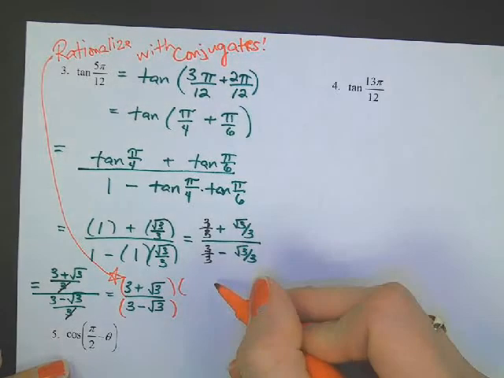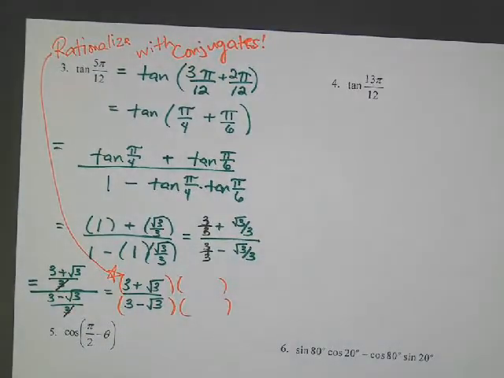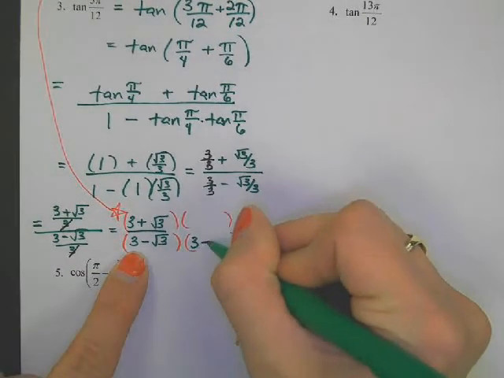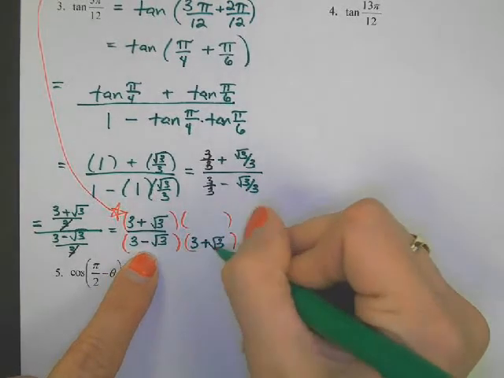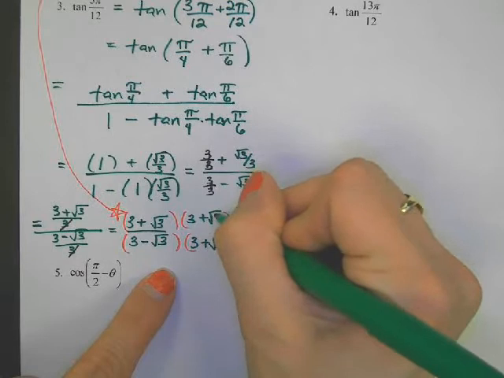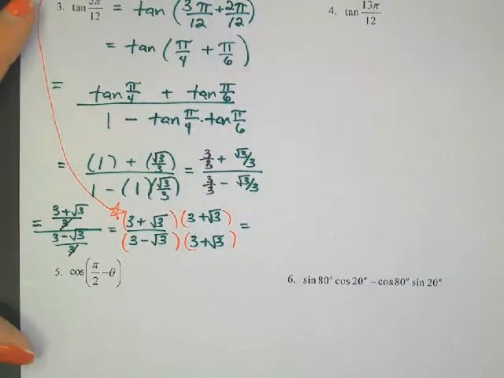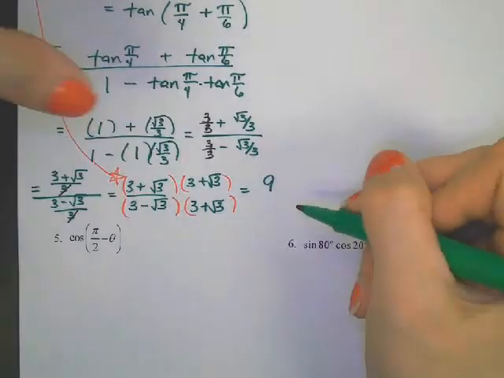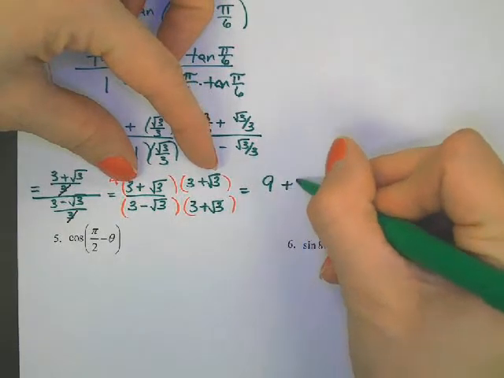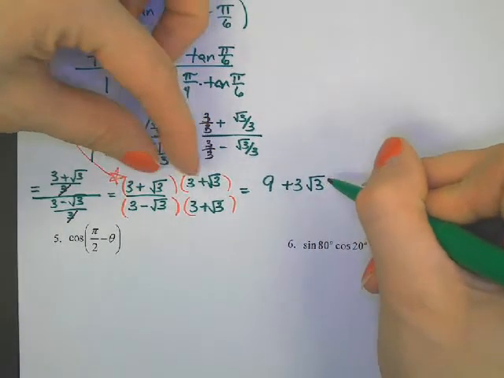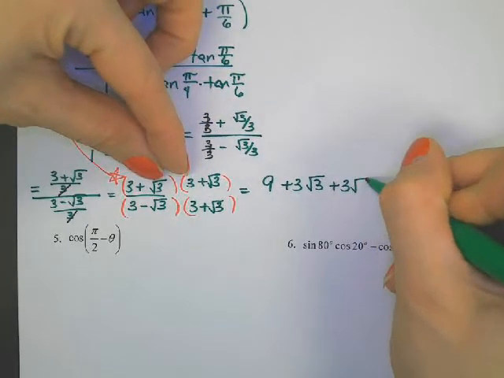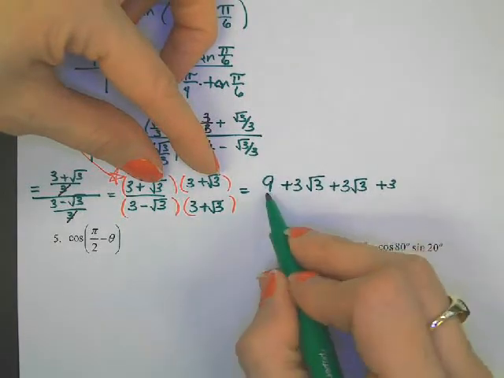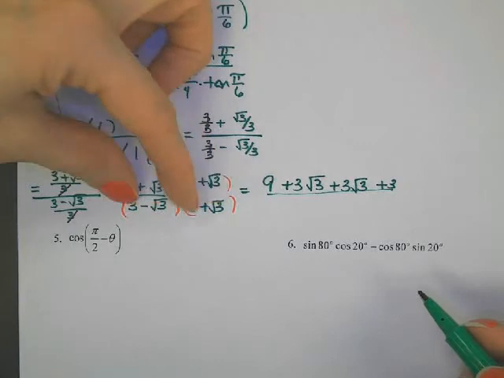Okay, so we're going to have to multiply top and bottom by the conjugate of the denominator. I want that radical to go away, so I need to multiply by 3 plus radical 3. And what I do to the bottom, I'm going to do to the top. Okay, this problem is taking up a lot of space. Firsts, 3 times 3 is 9. Outers, that's 3 radical 3. Inners is another plus 3 radical 3. And lasts is plus 3. Over.